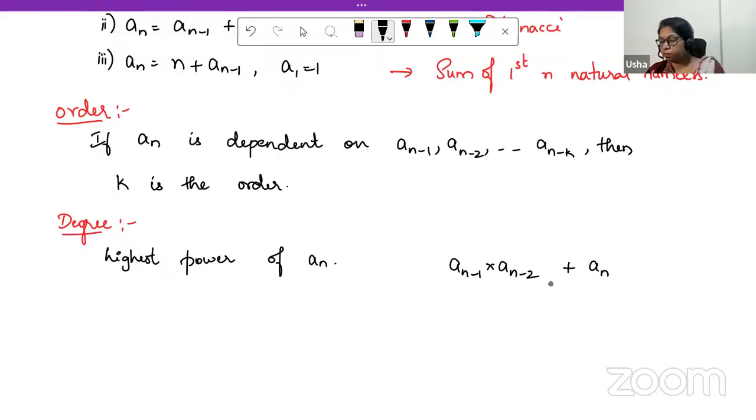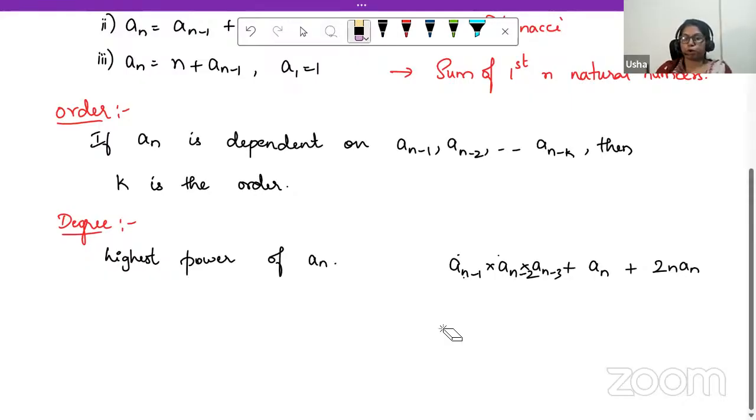But here the highest power is 2 because you have a product, right? And the product is of both an's only. Suppose you have 2n into an. This is also a product, but this is not considered for degree. Degree means an's only you should multiply. Suppose if you multiply one more, a(n-3), then the degree is 3 because you have a product of 3 an's. Is this clear, everybody?